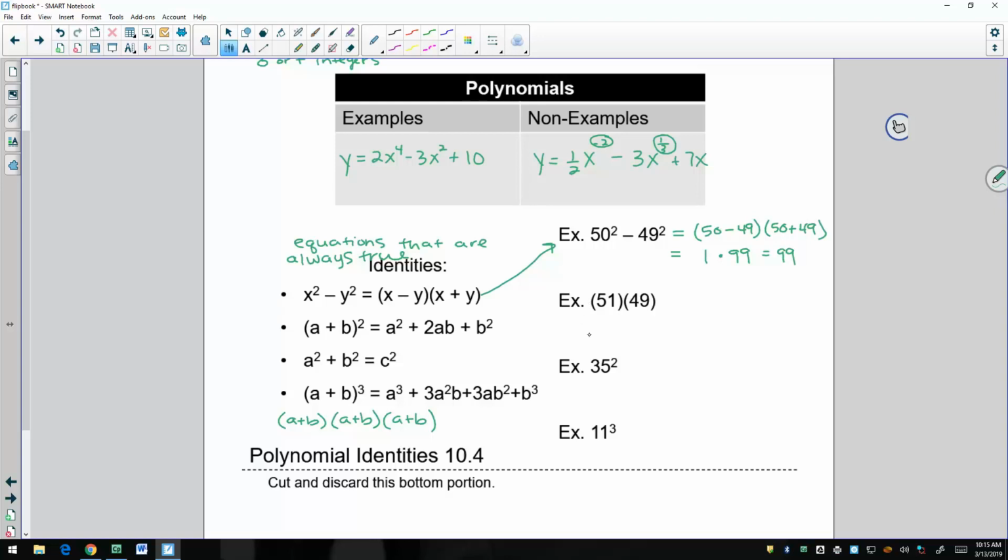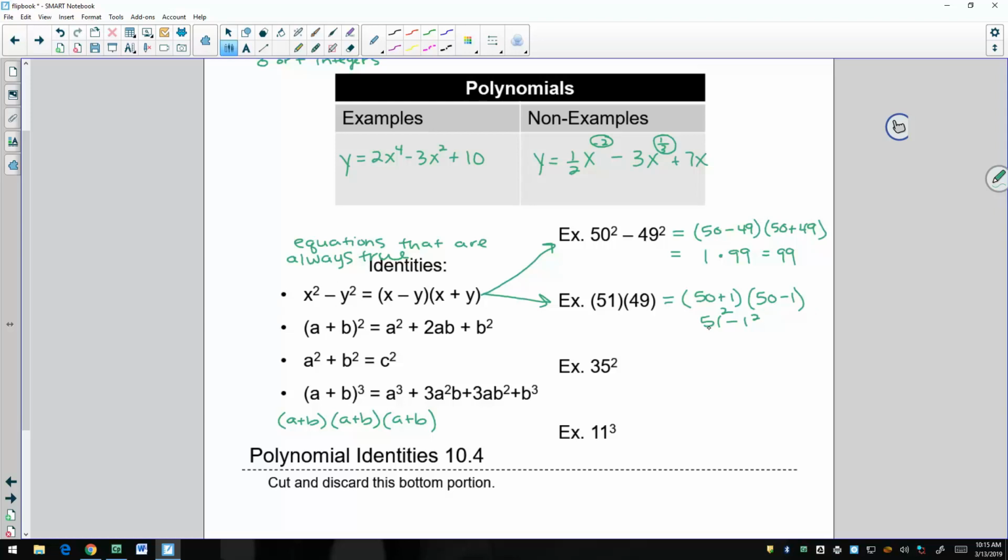The next one, we are also going to use this same identity to help us evaluate 51 times 49 without using a calculator. So 51 can be rewritten as 50 plus 1, and 49 can be rewritten as 50 minus 1. Well, we know what 50 plus 1 is. That is 51 minus 1 squared, 51 squared, sorry. Because we're plugging it into here, so we're going backwards. So you actually started on this side and went back to this side.